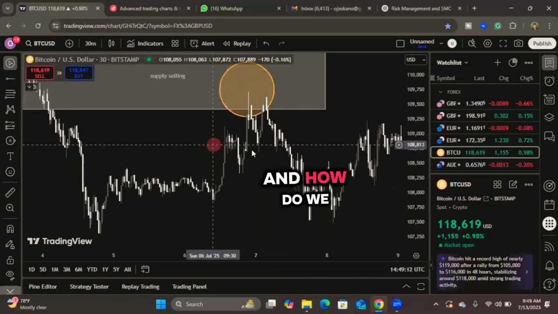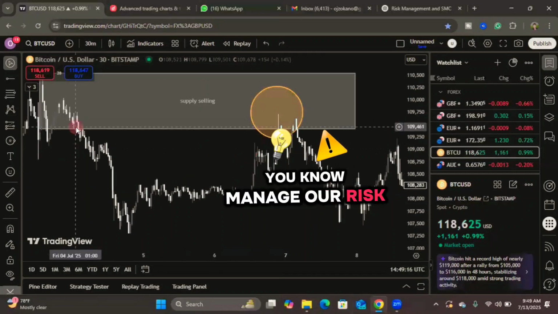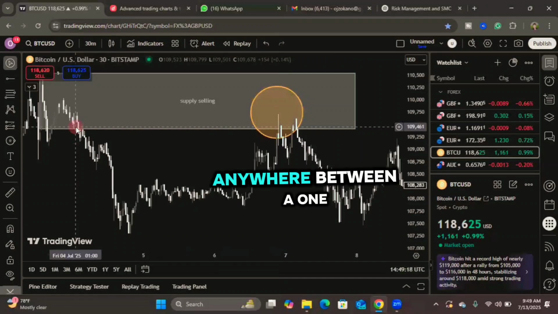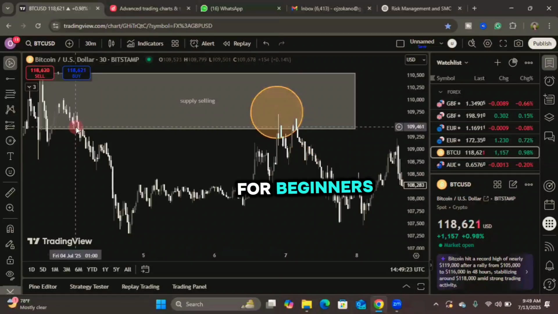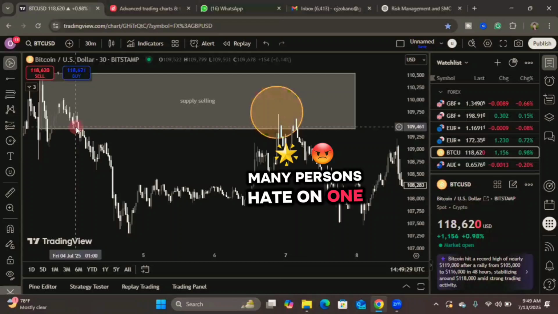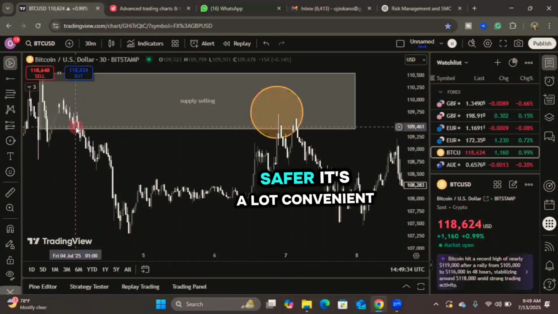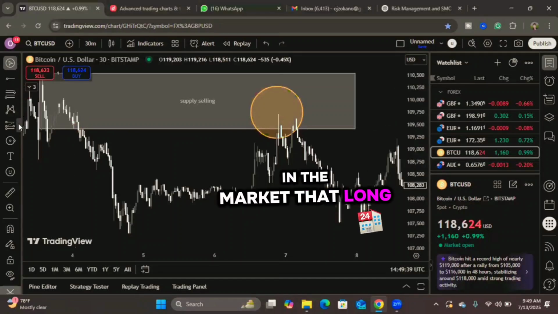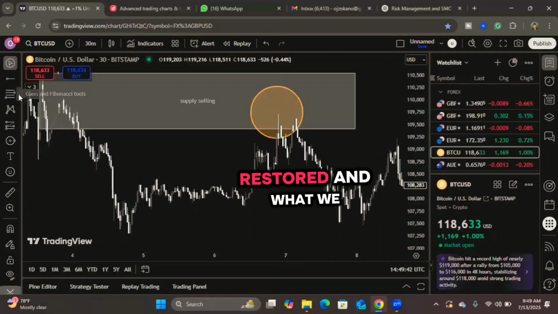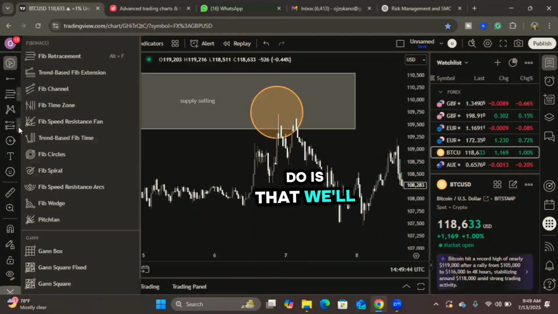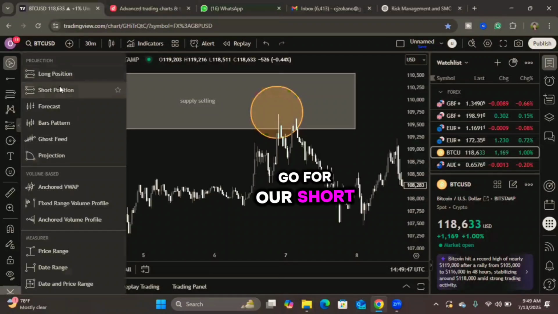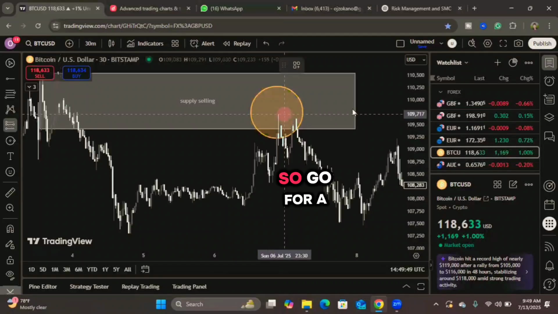And how do we manage our risk? We normally aim for anywhere between a 1 to 2 or 1 to 3, but for beginners, a 1-to-1 is gold. A 1-to-1 is perfect. Many persons hate a 1-to-1, but with a 1-to-1, your risk is lower and it's a lot safer. It's a lot more convenient. You don't have to be stressing or be in the market that long. A 1-to-1 is a good risk reward, and what we do is go for our short position.